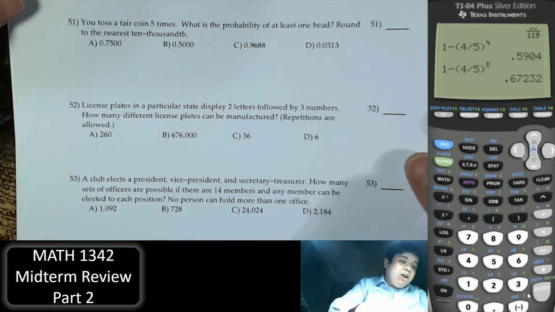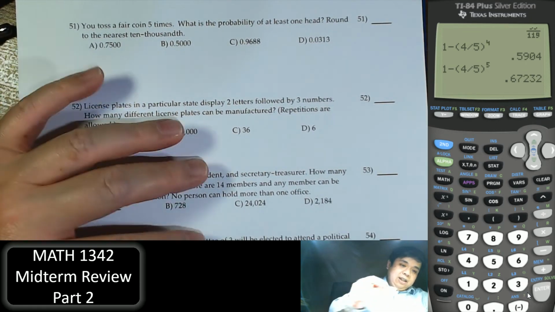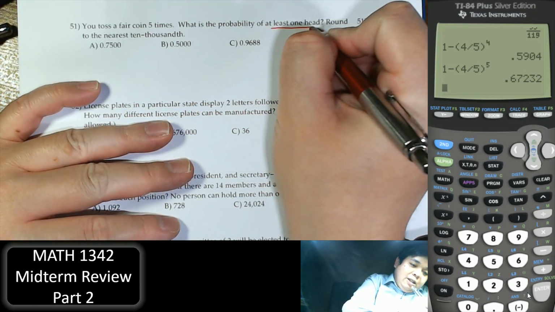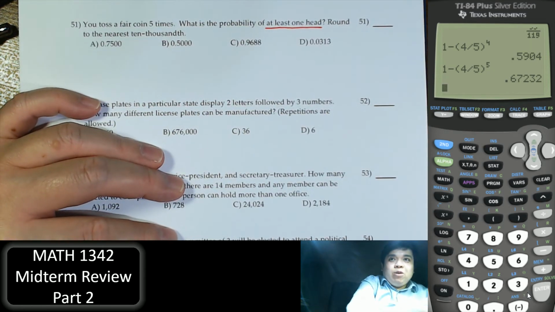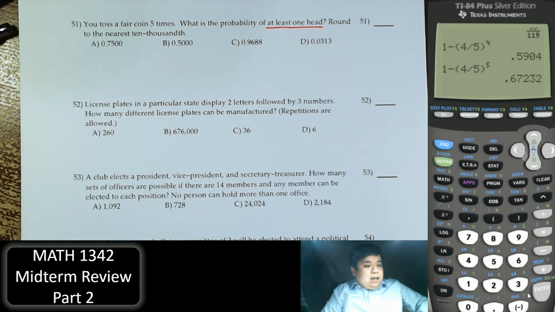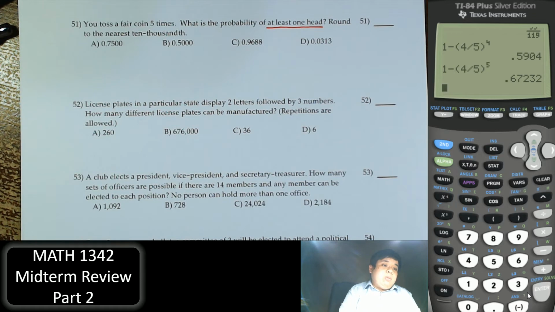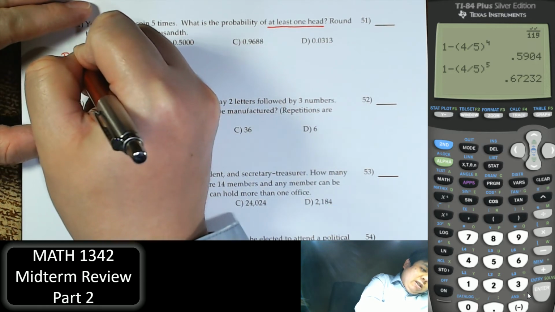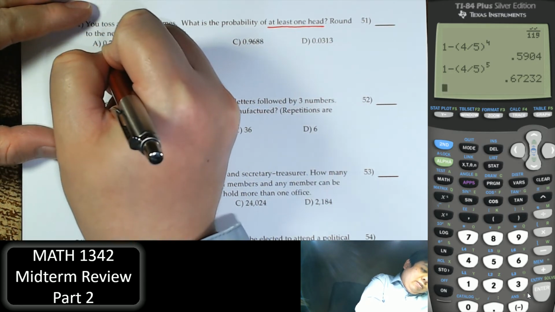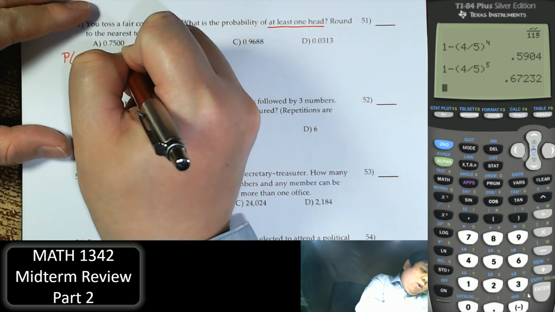Right, another at least problem here. A coin is tossed 5 times. If it is a fair coin, so 50% head and 50% tail, what is the probability of at least one head? So this is exactly like what we had before. At least one head.